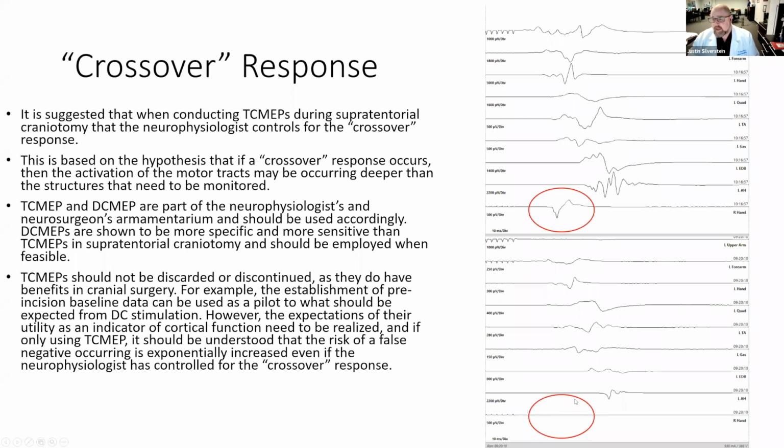Now, that being said, just because we don't have this response, we really don't know how deep we're penetrating with our stimulation. That's where the direct cortical motor and the transcranial motor act as complementary to one another. If we lose a direct cortical motor during surgery, and we also lose the transcranial motor, we know something's happening to the corticospinal tract. If we lose the direct cortical motor and not the transcranial motor, it might be because something's happening to the corticospinal tract, but we're not seeing it because we're penetrating too deeply with the transcranial motor.